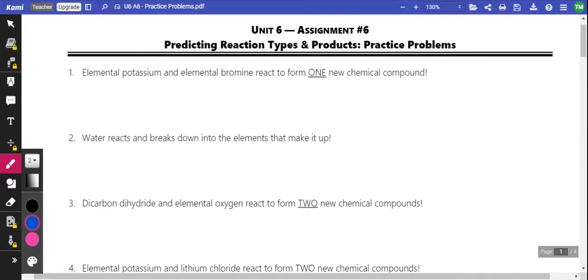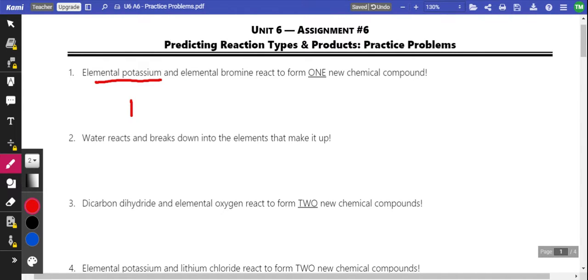Okay, let's practice some problems. Elemental potassium and elemental bromine react to form one new chemical compound. Okay, so we're just going to focus on what reactants are there and what reaction type we're making. So for our reactants, we have elemental potassium as one thing.